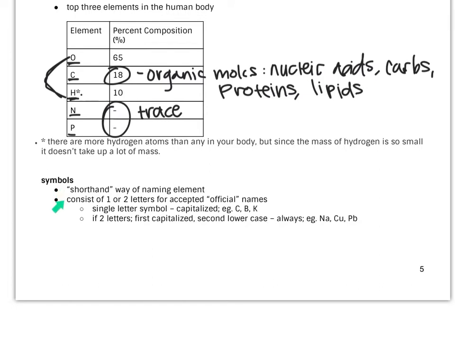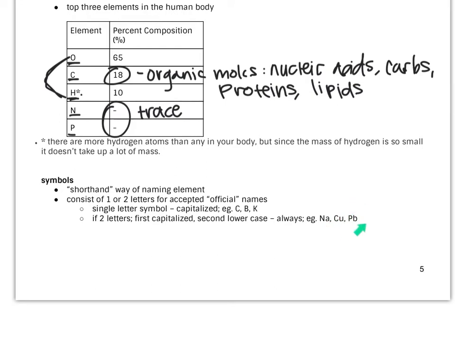And symbols will always consist of 1 or 2 letters for the official names. Okay, so if there is just 1 letter, just that letter will be capitalized. For example, carbon, boron, and potassium are just symbolized by 1 single letter that is capitalized. But if there are 2 letters, then the first one is capitalized and the second one is lowercase, always. So this is sodium, and it's Na, capital N, lowercase a. That's copper, and that is lead.